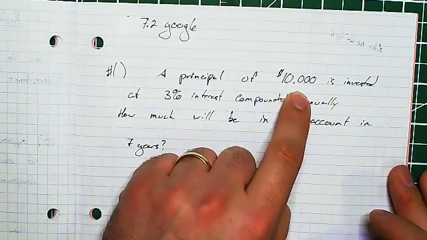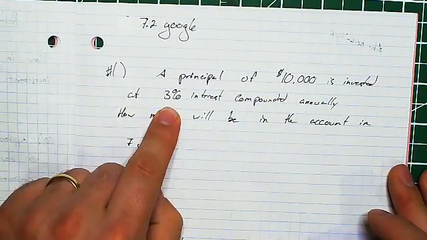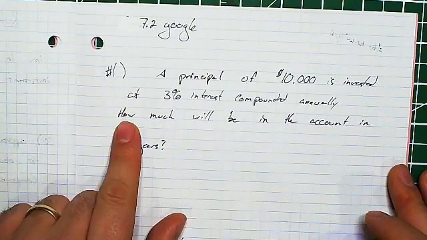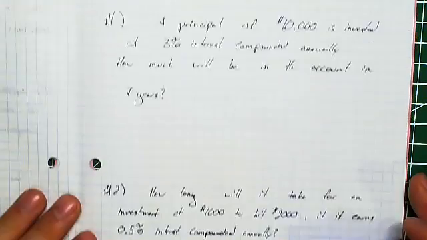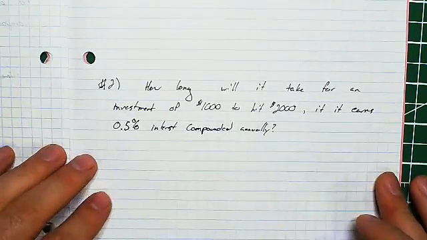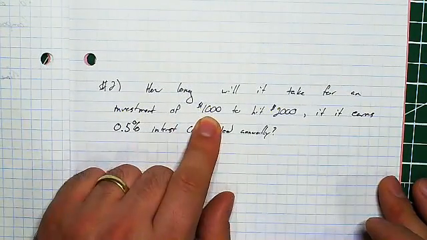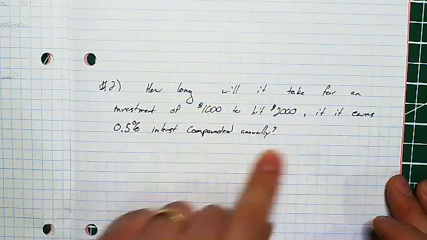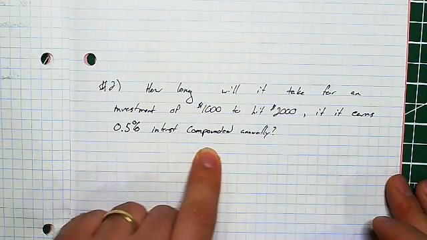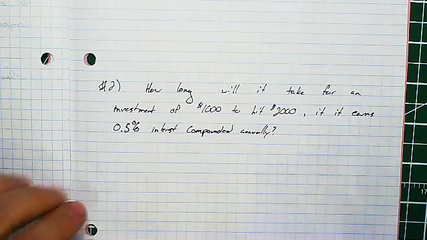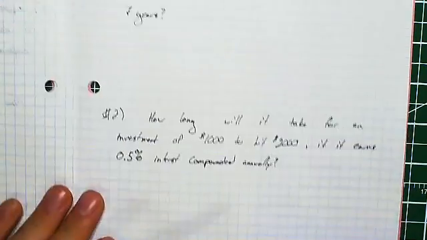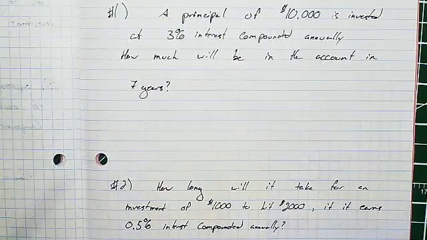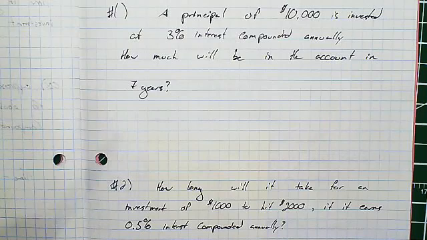Your questions for Google at 7.2, there's only 2 of them. The first one is, you have a principal of $10,000. It's invested at 3%, and that interest is compounded annually. How much will be in the account in 7 years? And your last question is, how long will it take for an investment of $1,000 to hit $2,000 if it earns 0.5% interest that's compounded annually? Think of the rule of 72 for this one.